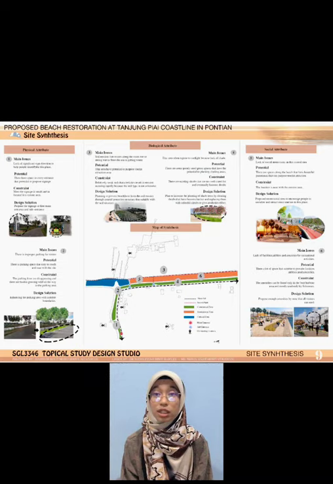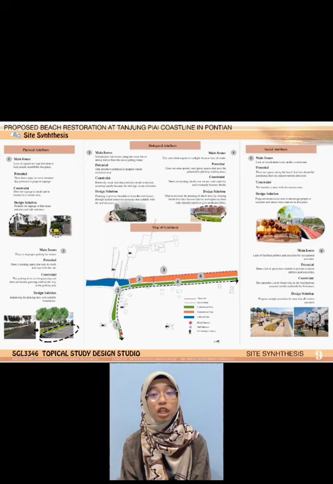The next is social attribute. The main issue that can be found is the lack of social interaction in this coastal area, but there are spaces along the beach that have beautiful panoramas that can be proposed as tourist attractions. The concern is the location is near the erosion area. The design solution is proposed recreational area to encourage people to socialize and attract more tourists to this space.